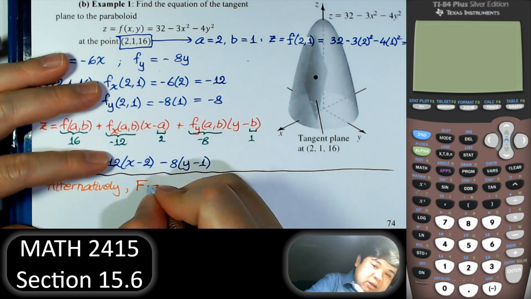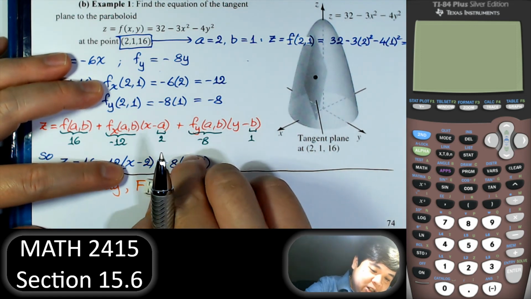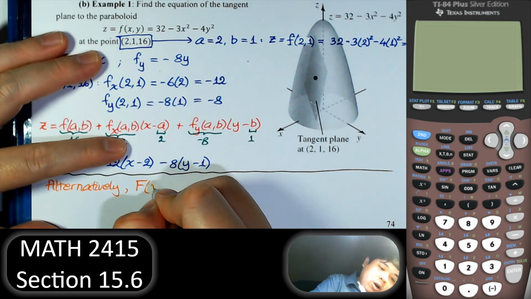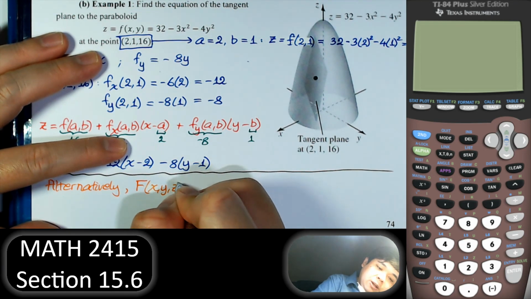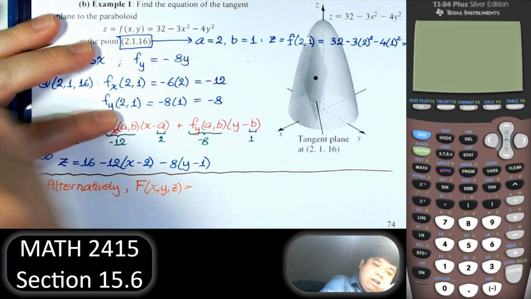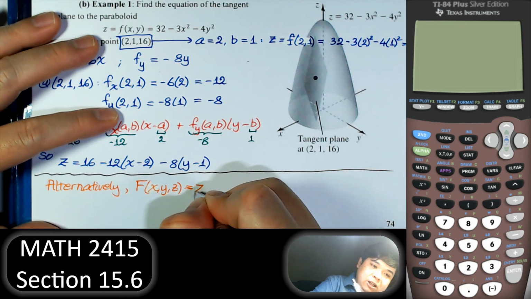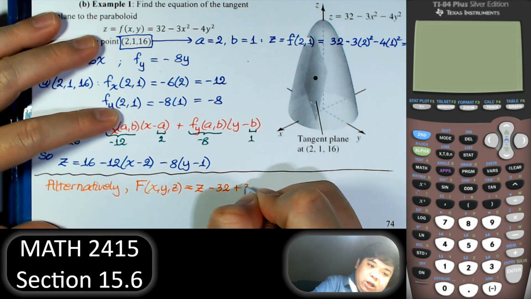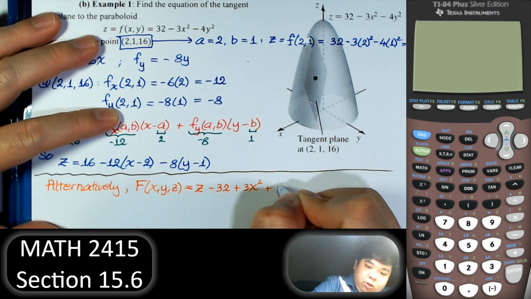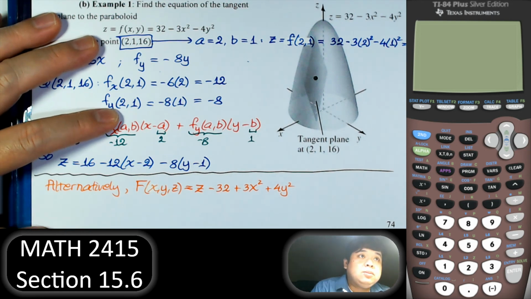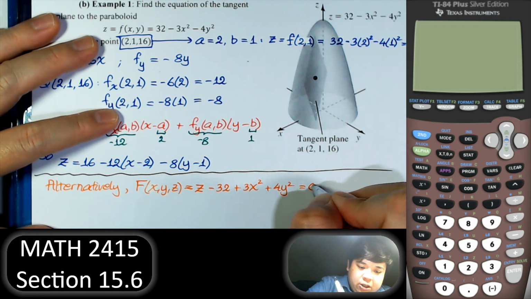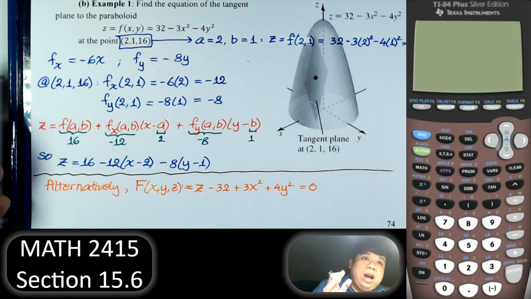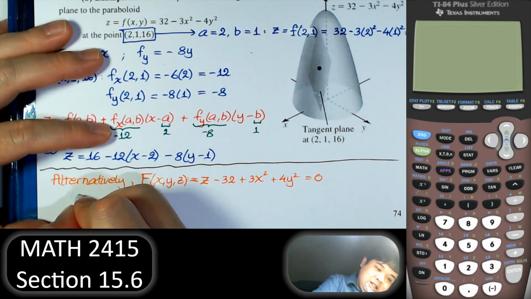Actually, let's be more precise and say the function F is a function of 3 variables x, y, and z. I'm going to move everything to the left hand side. It will be z minus 32 plus 3x squared plus 4y squared equal to 0. So we'll make that equal to F. And then take partial derivative with respect to x, with respect to y, with respect to z.